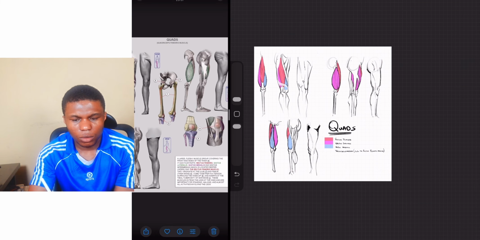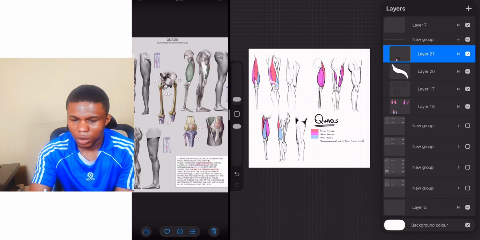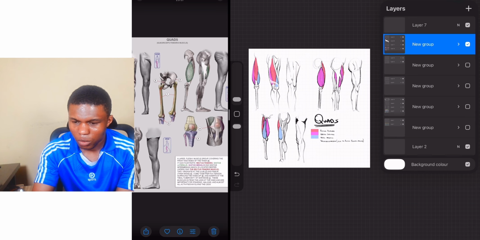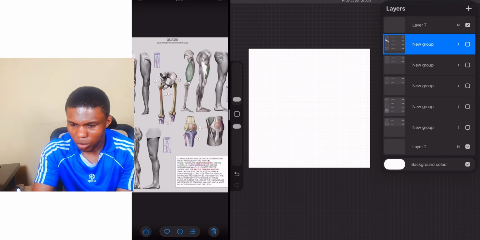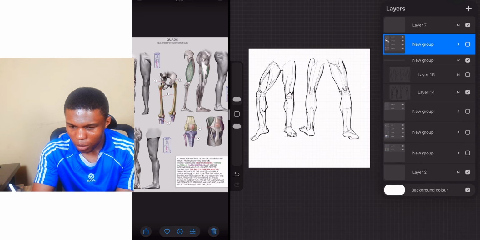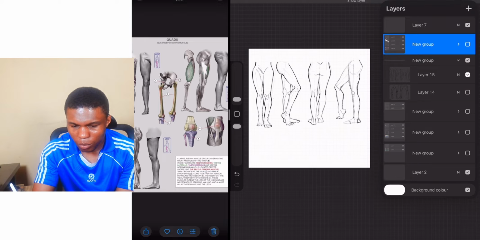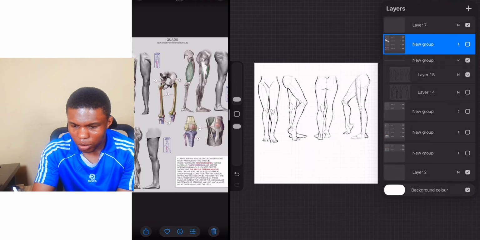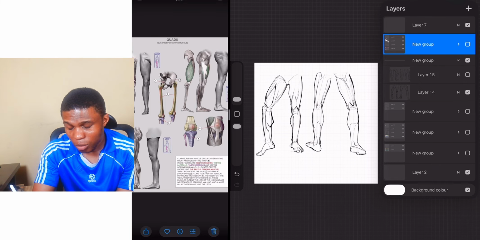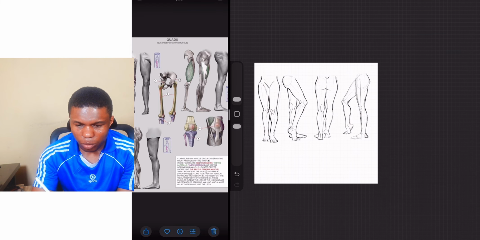All right, guys, so that's it for this video. We did the quadriceps muscles, the four muscles, and just quickly did a few sketches to show how the muscles are, and then quick sketches of the male and the female muscles, their forms, how they look. Male muscles are stronger and more rigid, and female muscles are much softer.